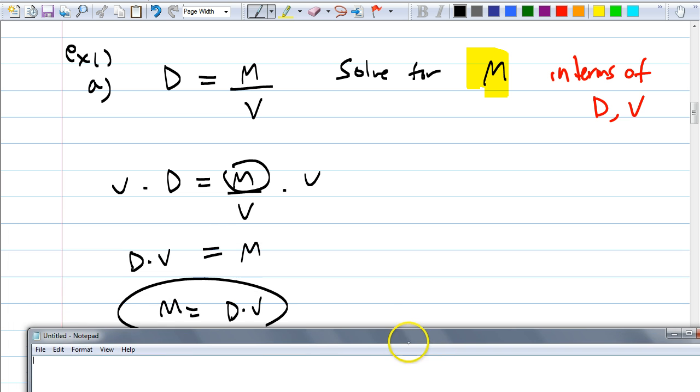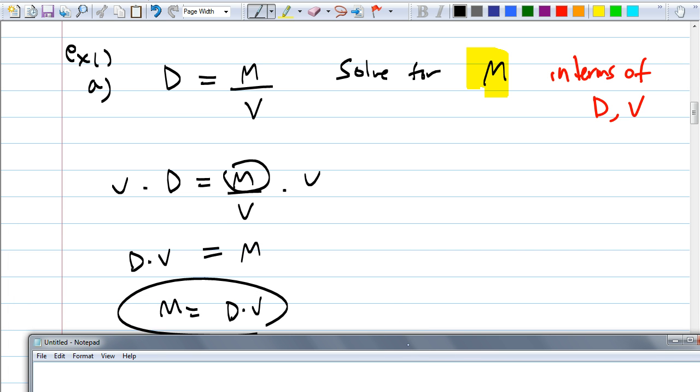And how many people got m equals d times v? Easy enough? Oh, some of you didn't. But do you see your mistake if you didn't? Okay, do you see how you solve for that variable? It's sort of like solving for x.